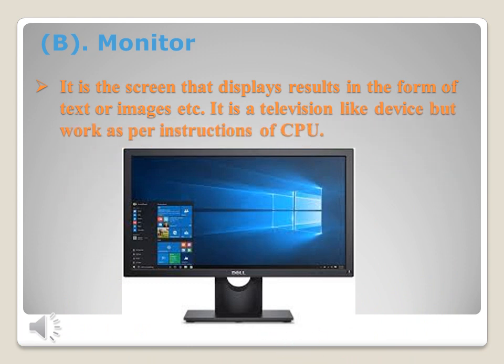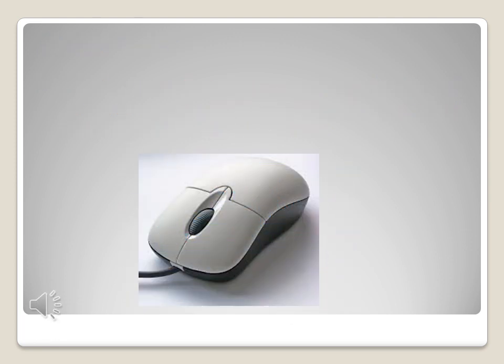Next is a monitor. It is a screen that displays result in the form of text or images. It is a television like device but works as per the instructions of CPU. And there are different types of monitors available nowadays.